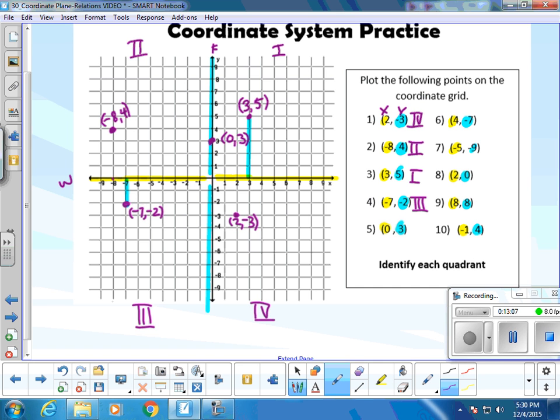Okay, so you can see how you do this. I want you guys to go ahead and try to do number 6, 7, 8, 9, and 10. Pause the video, try to label them and plot them yourself. Then restart the video and see if you got them right. So go ahead and pause the video now, label them yourself, and then restart the video.